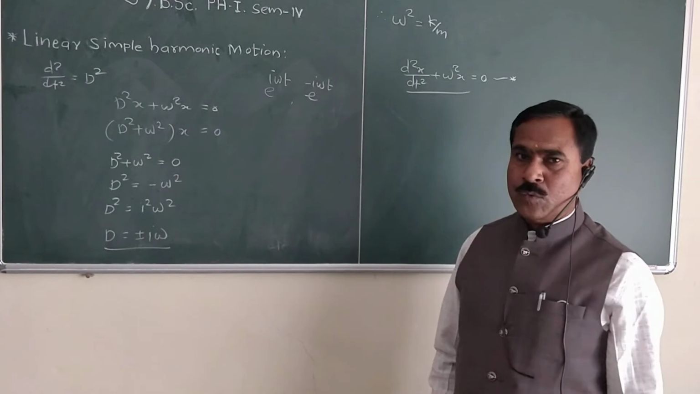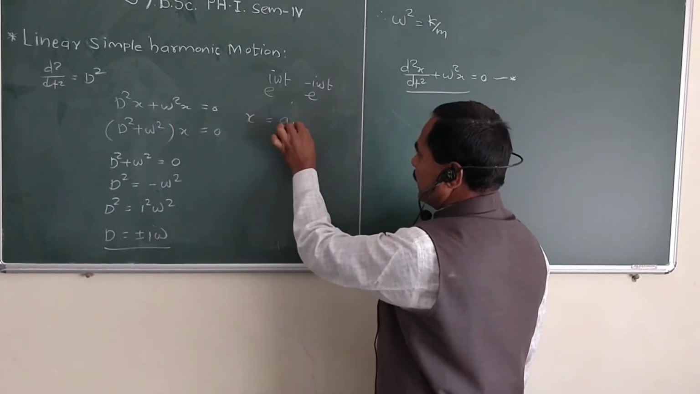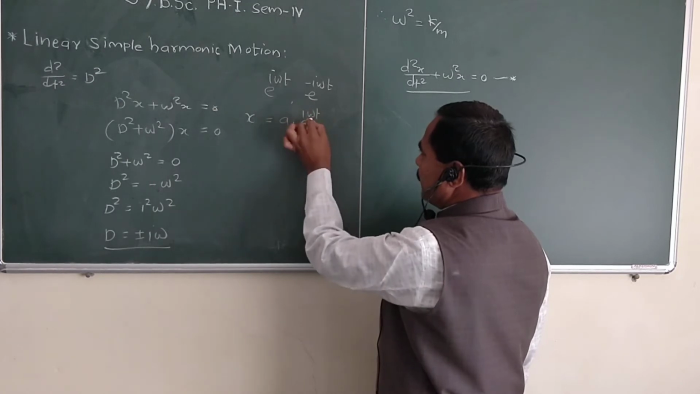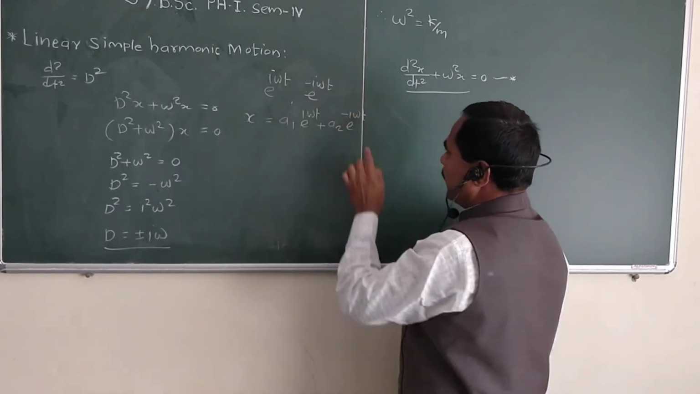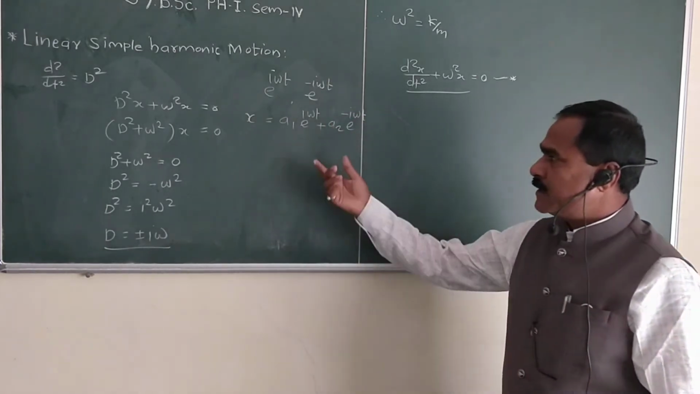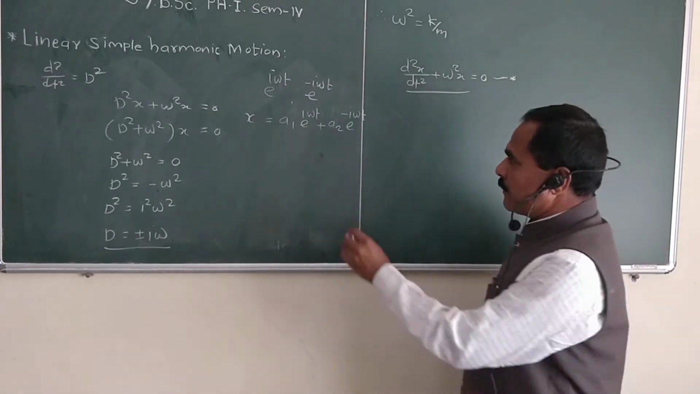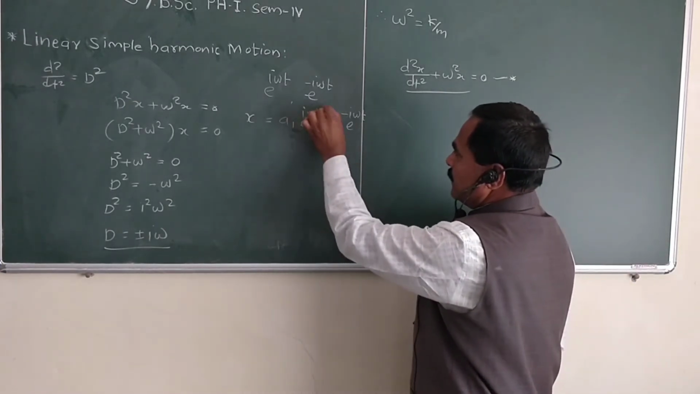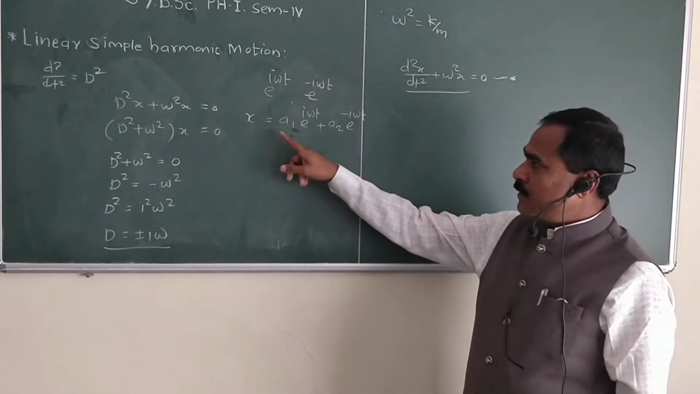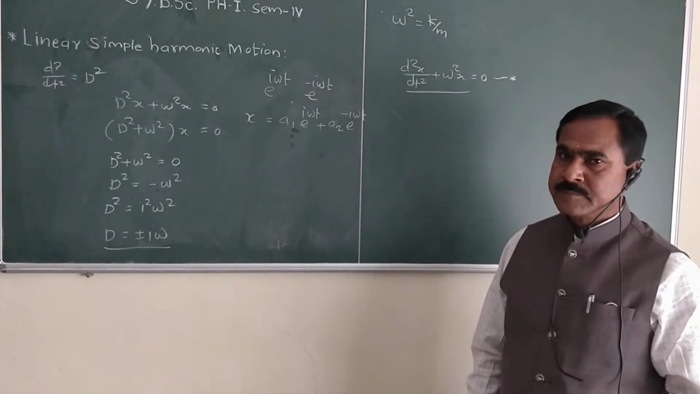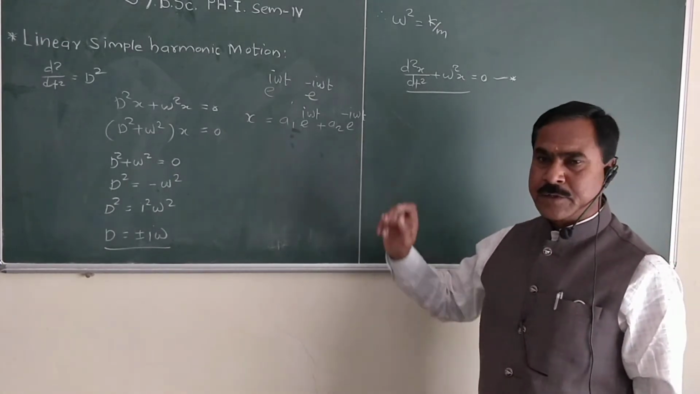So the general solution, write the addition of these two. Write here x equal to a1 e raised to i omega t plus a2 e raised to minus i omega t. Okay? So this is the general solution of the differential equation. So we have to solve this equation, and finally we write the equation of motion. So this is the general solution.